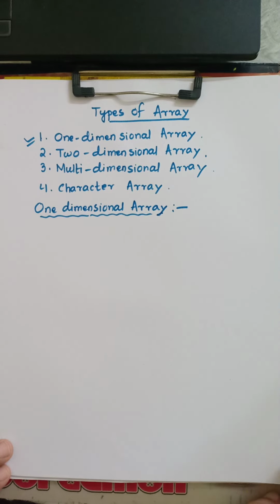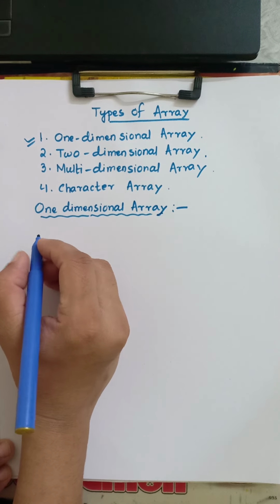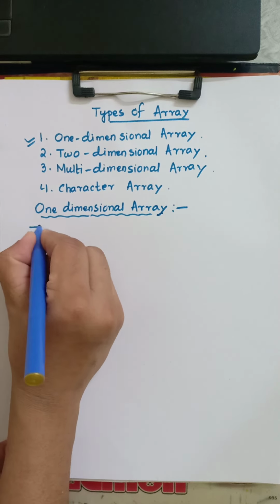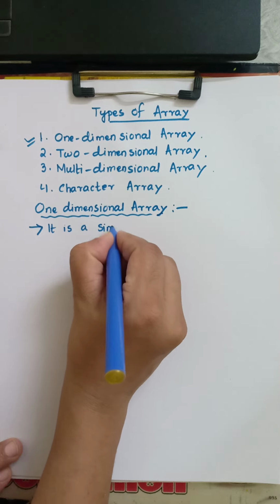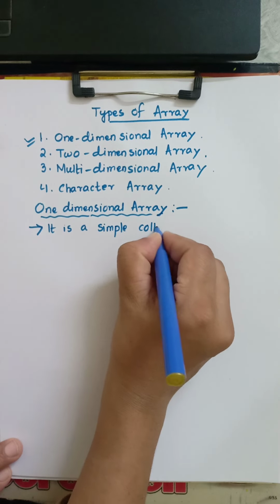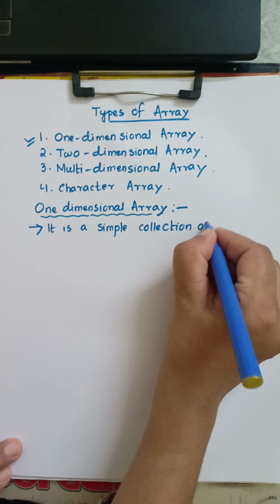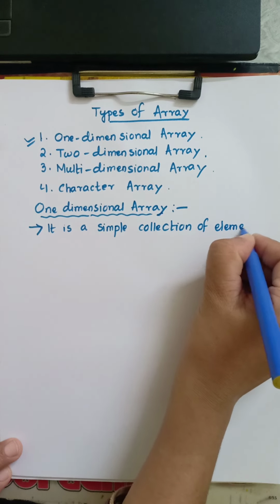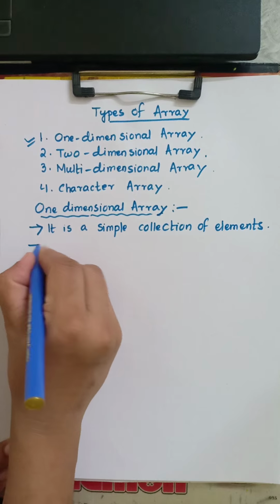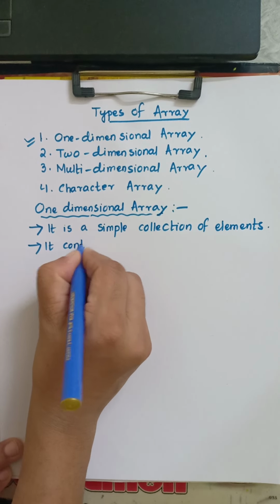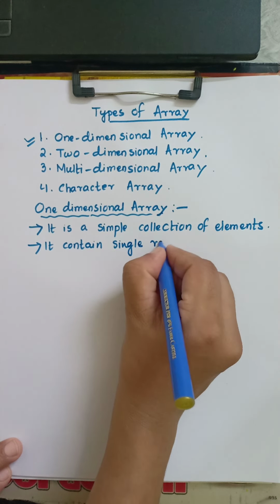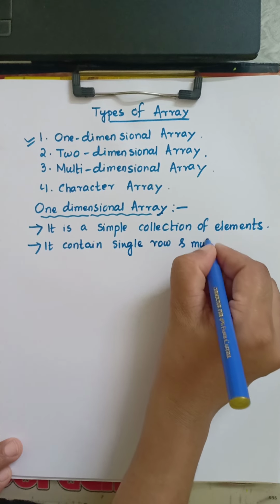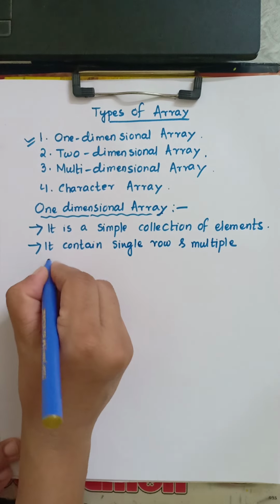First we discuss one dimensional array. So what is this one dimensional array? It is a simple collection. It contains number of data elements. So it is a simple collection of elements. It contains a single row and multiple columns.